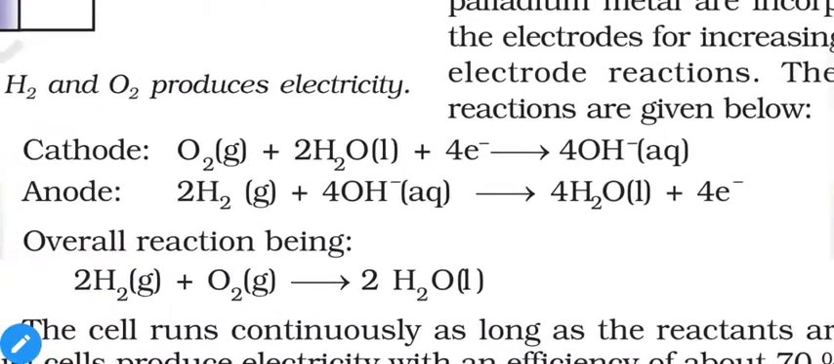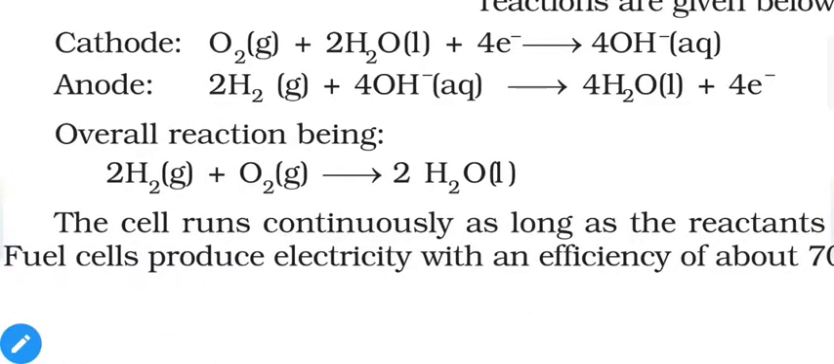So here we have a simple reaction. Oxygen, when combined with H2O, consumes 4 electrons and gives 4OH minus. H2 gas combines with OH minus and produces 4 moles of water and releases 4 electrons. So overall 4 moles of water will be produced and 2 will be consumed. So net 2 moles of H2O will be produced. So this is our net reaction: 2 moles of H2 and 1 mole of O2 give 2 moles of H2O. So this is our waste material.